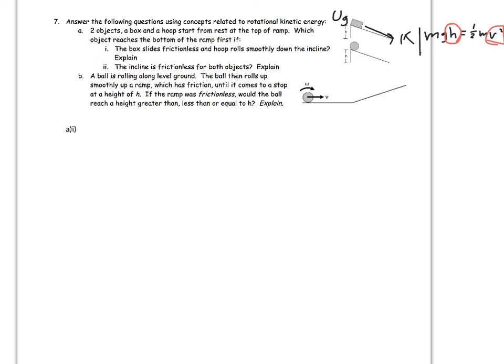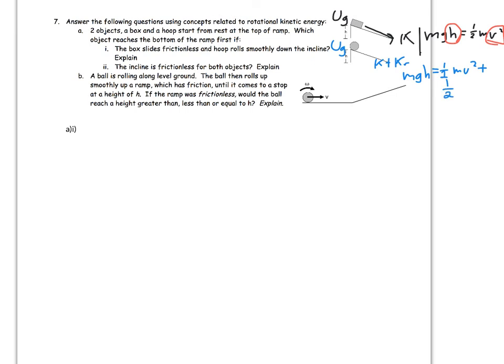For the hoop here, we start with gravitational potential energy once again, but we're going to end with kinetic and rotational kinetic at the bottom. So what we're left with is mgh is equal to 1/2 mv squared plus 1/2 I omega squared.